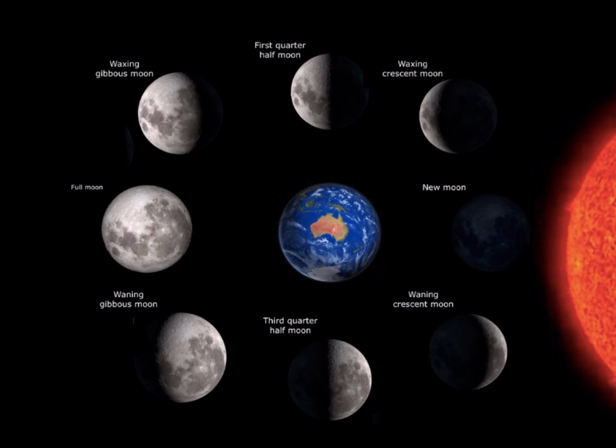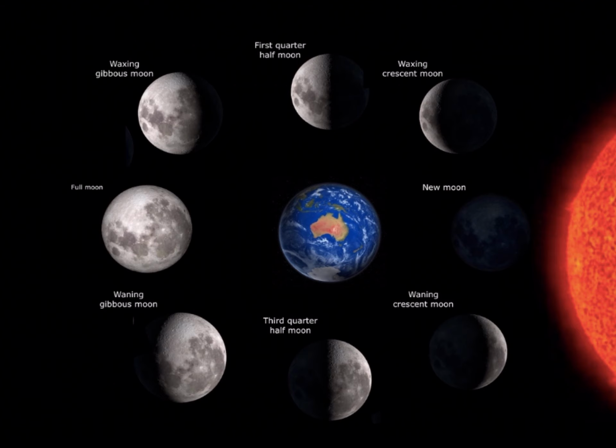Let's start learning about the moon. So, we've already learned about the solar system and the sun, and now it's time to focus on the moon. You see the picture below, there's all the different phases of the moon. The phase of the moon that you see depends on the position of the moon, earth, and the sun.